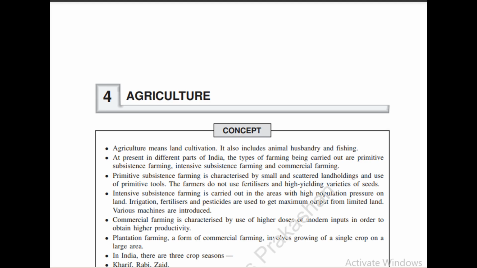Here, primitive subsistence farming also means shifting cultivation or slash and burn cultivation.